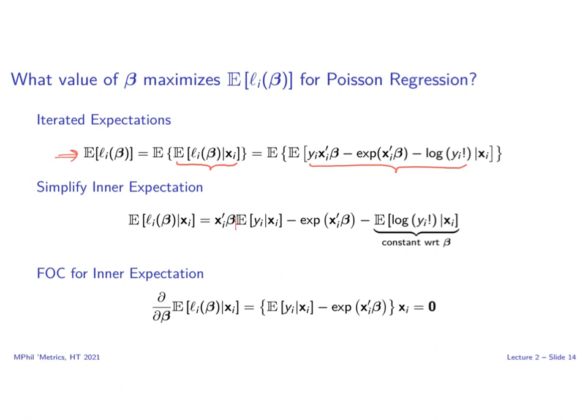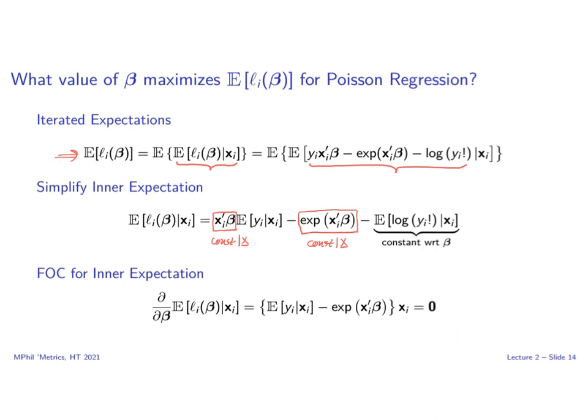Now, x prime beta given x is just a constant. In other words, conditional on x, we know x prime beta. So we're going to be able to pull that out front. That leaves us with a conditional expectation of y given x. Similarly, e to the x prime beta is also a constant given x, so we don't need to have an expectation here.